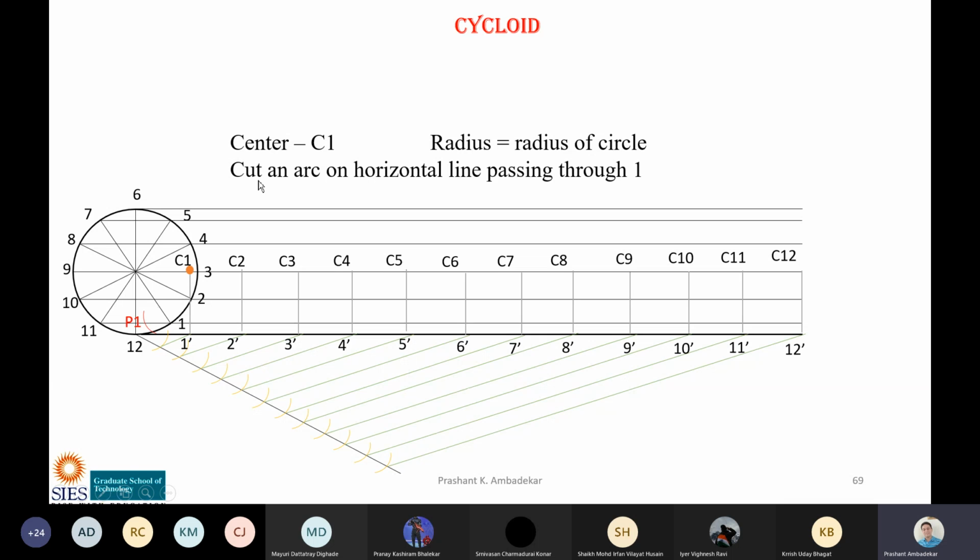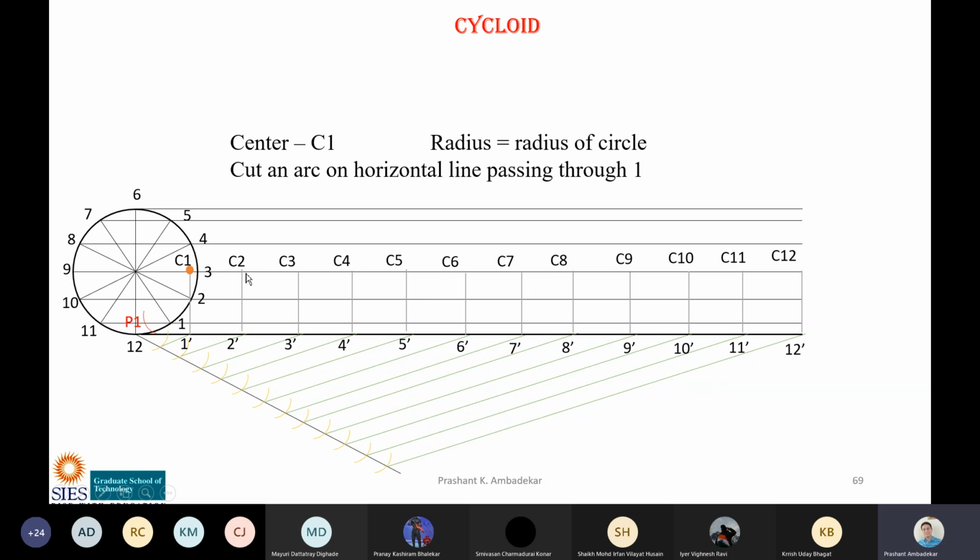Center is C1. Now what are we going to do? We are going to cut an arc on the horizontal line passing through 1. So this is the line passing through 1. Okay, notice this line. On this line, with C1 as center and radius equal to radius of circle. Why radius of circle? Because where is the point? Point is on the circumference, and from center to circumference is equal to radius. So when I keep the compass here with distance equal to radius of circle, I can get this arc here. Fine. Same thing I will repeat for all the 12 points.